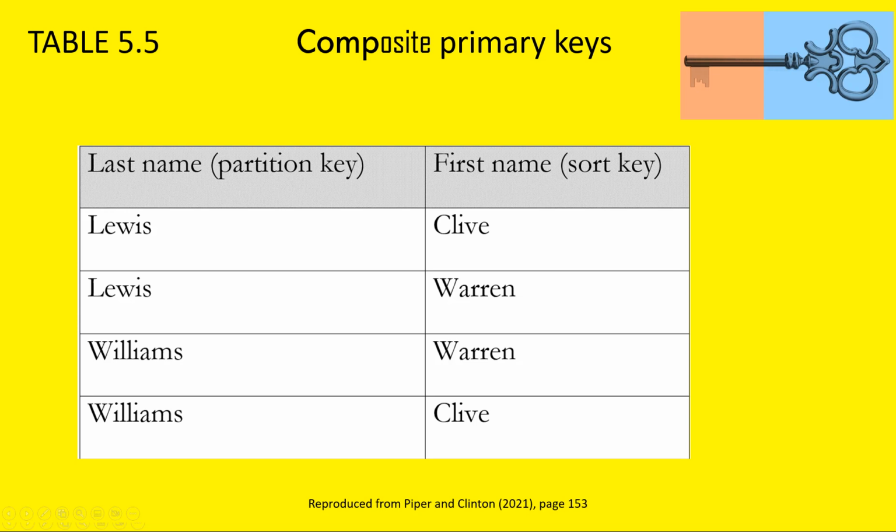DynamoDB distributes your items across partitions based on the primary key. Using the preceding example, items with the last name Lewis would all be stored together on the same partition. DynamoDB would arrange the items in ascending order by the sort key. Note that a sort key can store no more than 1024 bytes.